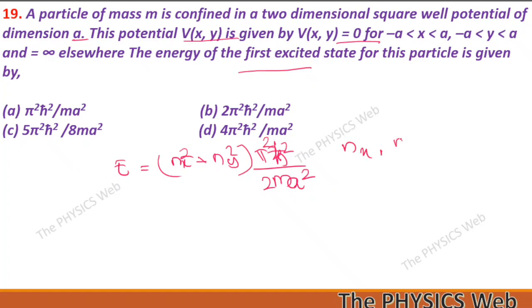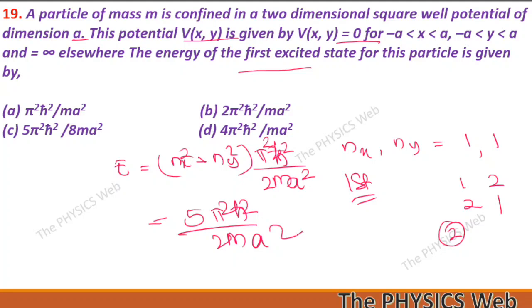For the ground state, (nx, ny) is (1,1), and for the first excited state, the value will be (1,2) or (2,1). So this will be a degenerate state with degeneracy 2, and the value of energy will be 5π square ħ square by 2m a square. Otherwise, if you write it like this, 5π square h square, then it will be 8m a square. So C is your correct option.